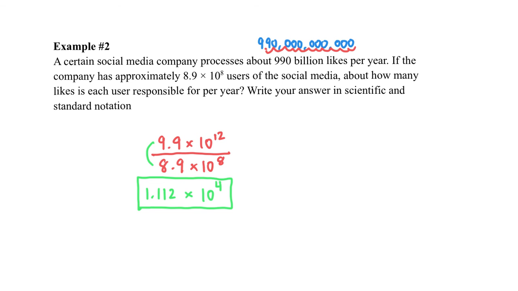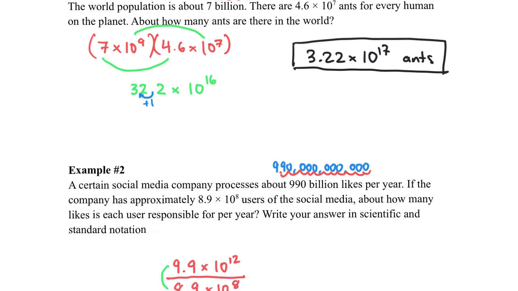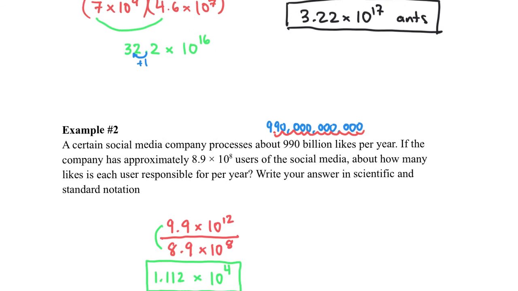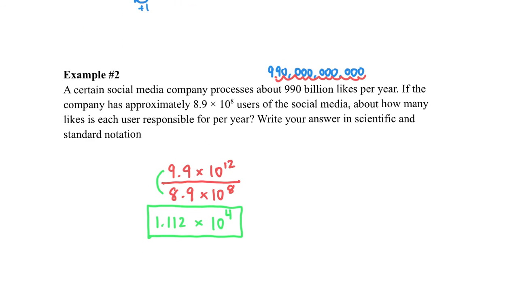So when you're multiplying, you're going to multiply the pieces out front, and then multiply the magnitude part, which means just add your exponents. And when you're dividing, you're simply going to divide the numbers out front, and then divide your like bases, which means subtract your exponents. Easier than adding and subtracting in my mind. And we'll practice this in class.